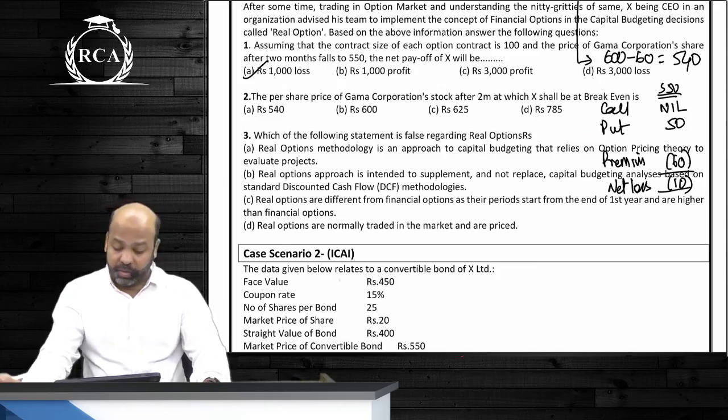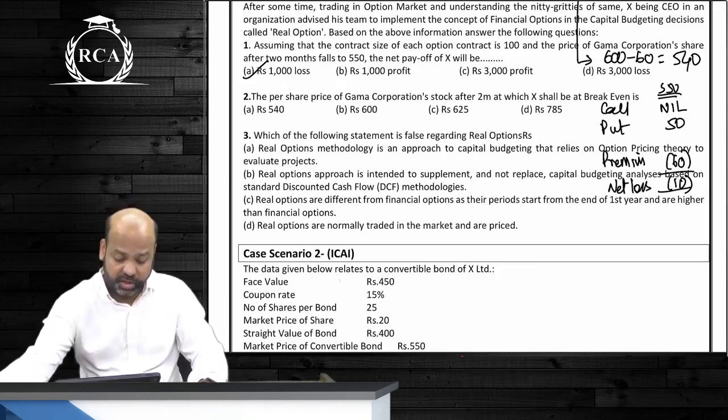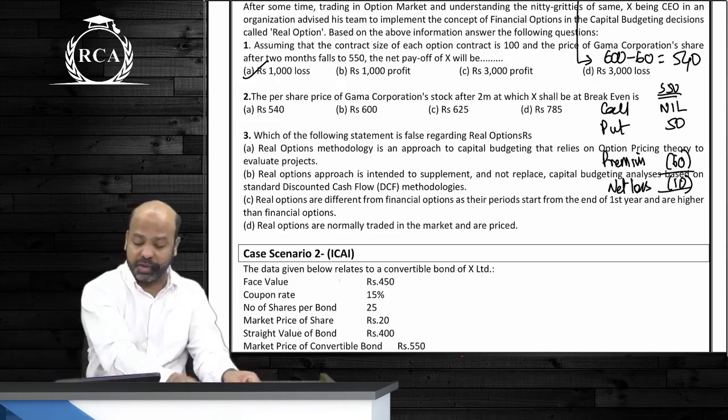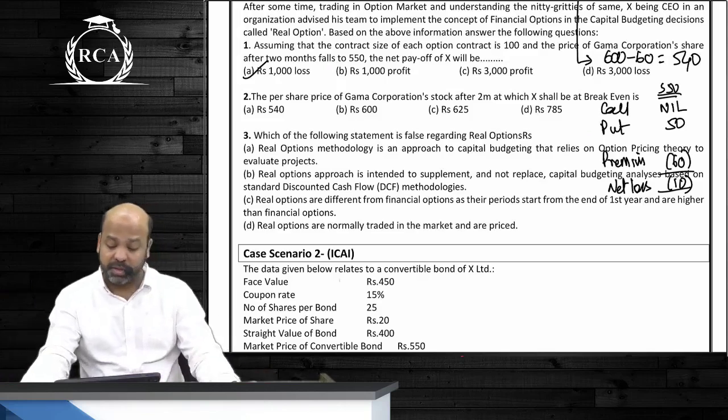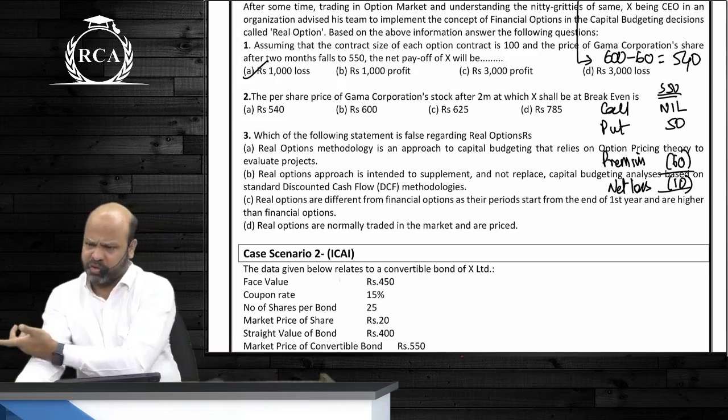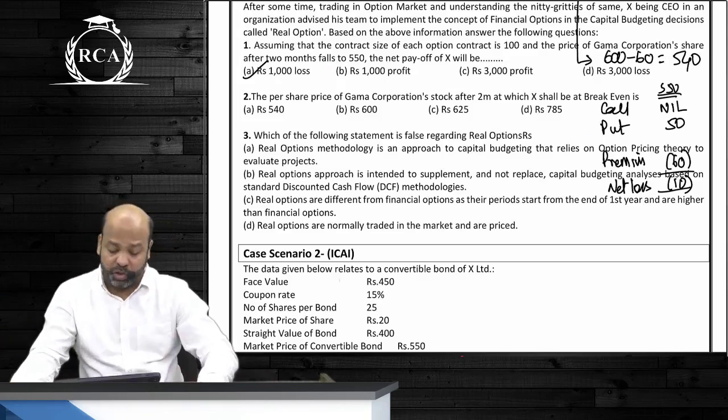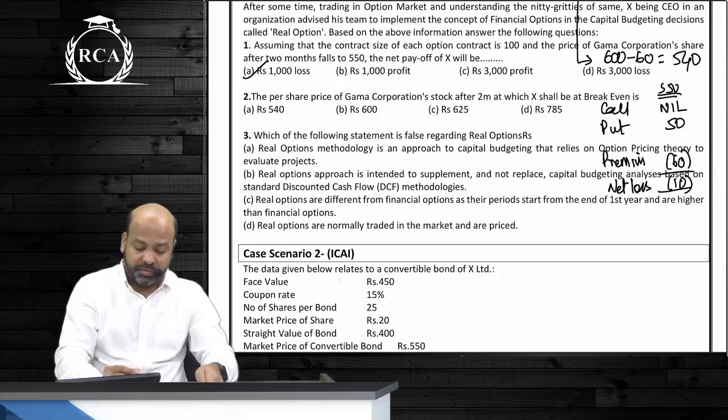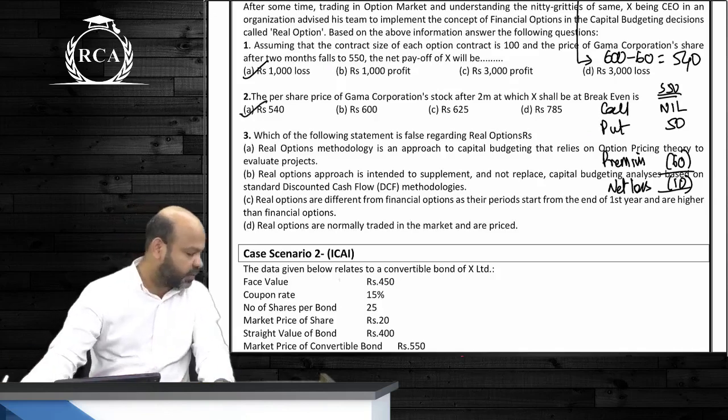Second bit, guys. The price per share of Gamma Corporation stock after 2 months at which X shall break even. There are two prices, but based on the options given, you will have to identify. Which option will it be here? 540 rupees. This will be the break even price.